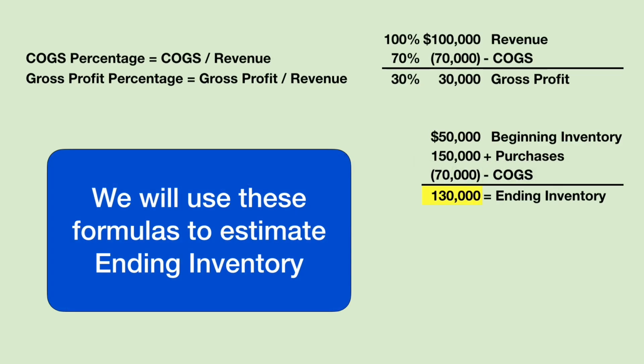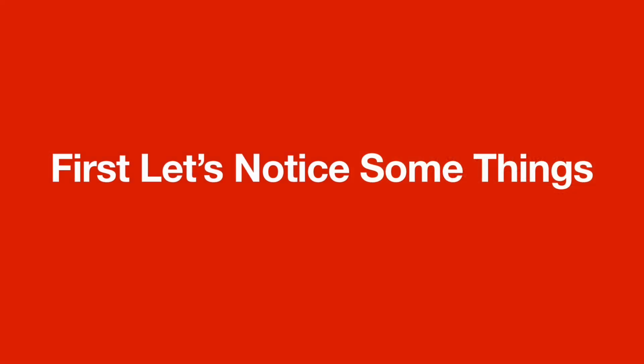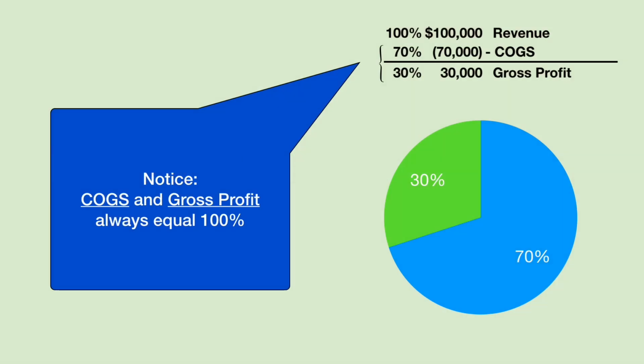These are the formulas that I'm going to use to estimate the ending inventory. First, let's notice a few things about these formulas. Every business that sells inventory makes a subtotal on their income statement where they take their revenue, subtract their cost of goods sold, and that equals gross profit.